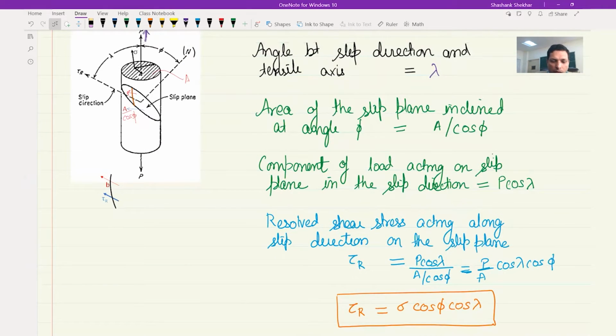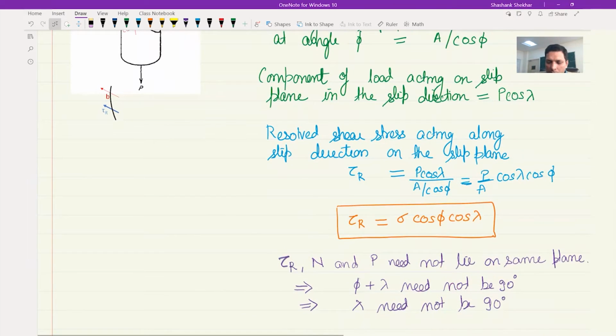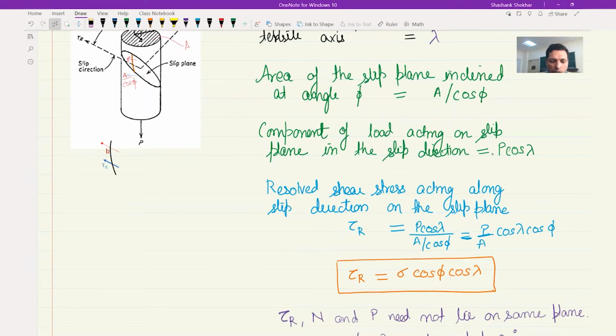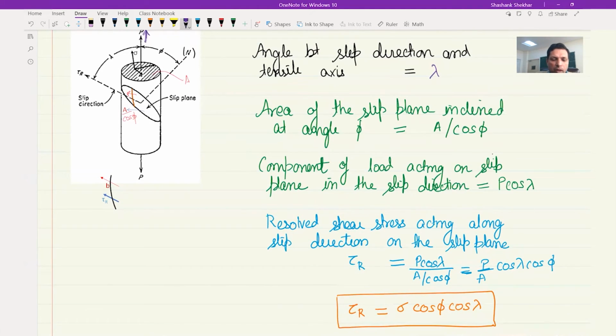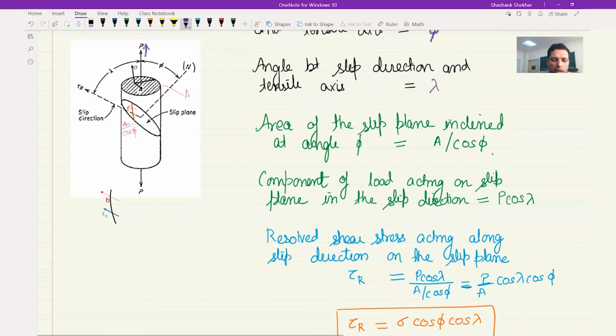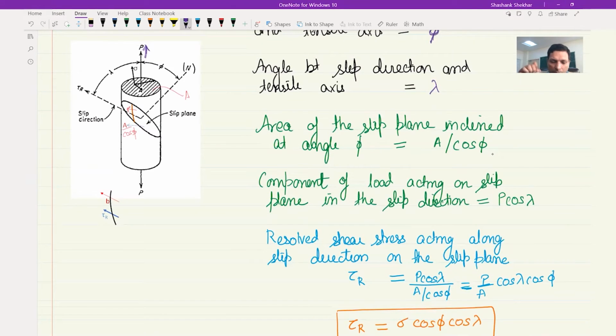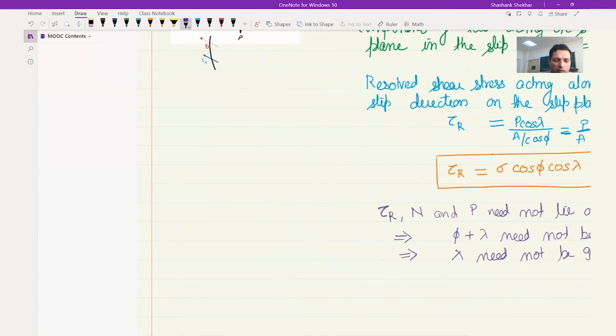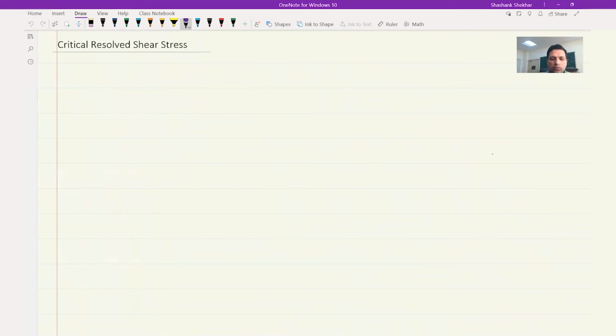So with this, we have now found a relation to find the resolved shear stress acting on a dislocation with a given Burgers vector, where the slip vector or the Burgers vector is along this given direction. The Burgers vector is oriented with respect to p at an angle lambda, and the plane normal is oriented with respect to p at an angle phi. And this is tau r, but just because the shear stress is being applied, it doesn't mean that the dislocation would start to move. We need some critical value for the dislocation to move.